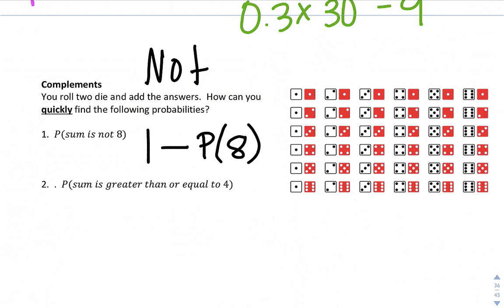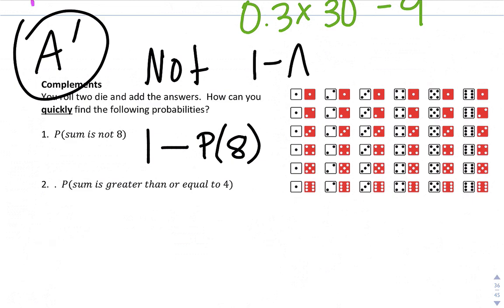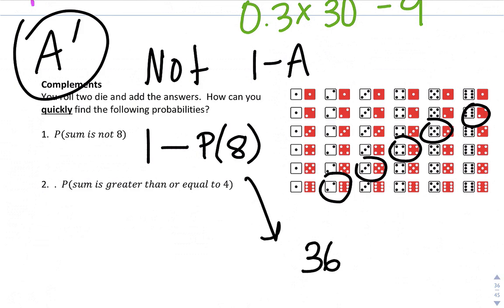So the complement, so again, if we have like this, the complement of A, a faster way to do it is take 100% minus how many are A. So to find the probability that it's not 8, let's count how many 8s there are. So here are the 8s. And there's 5 of them. So if we do 36, which is 100%, minus 5, we will get, well, let's do the probability. Okay, so if we do that, we get 31.